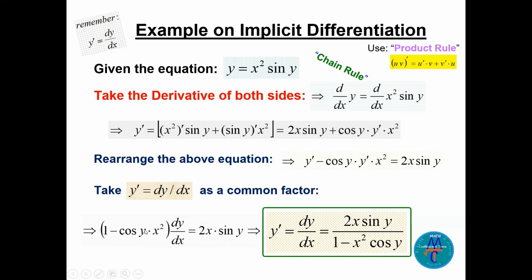So when you divide by this coefficient of dy over dx, you get y prime, which is dy over dx, equal to 2x sine of y divided by 1 minus x squared cosine of y. This is the derivative using implicit differentiation.